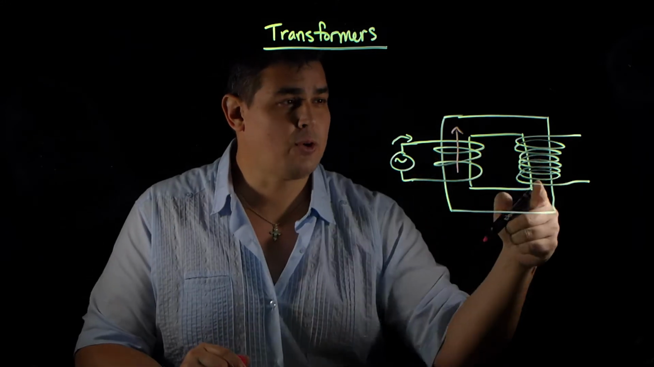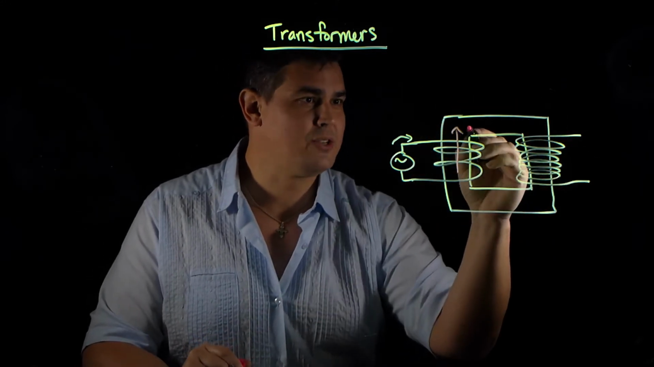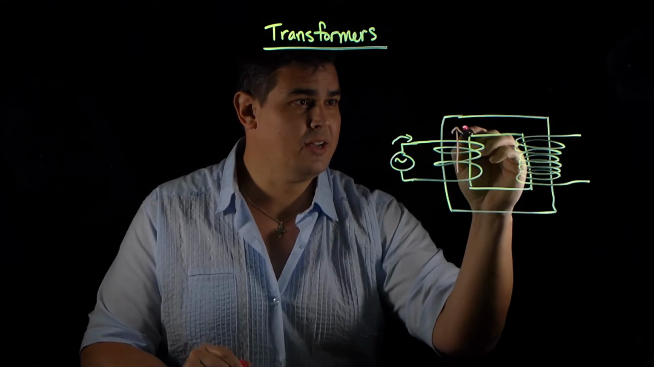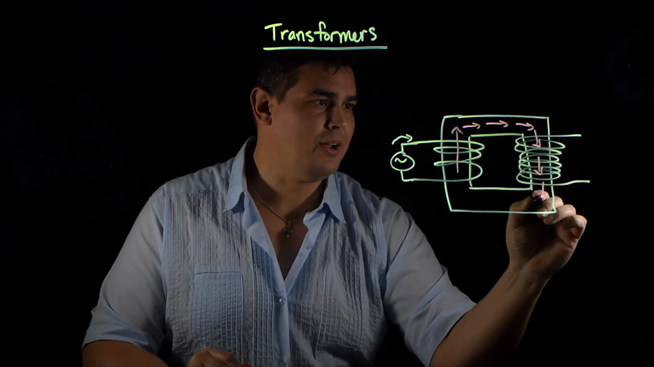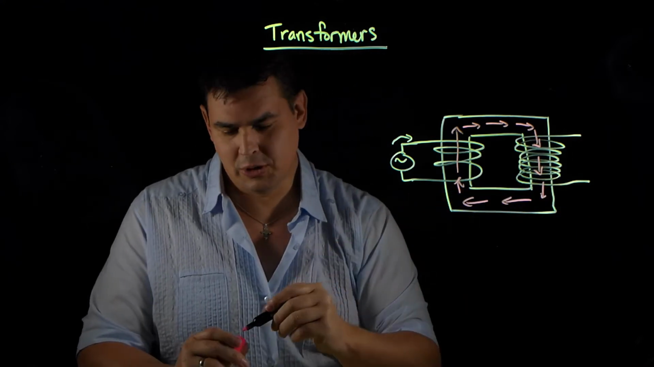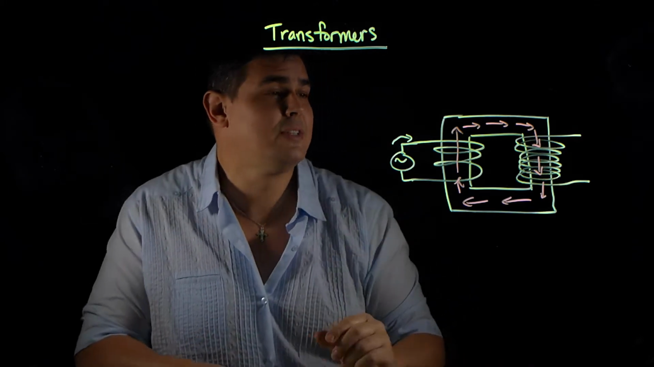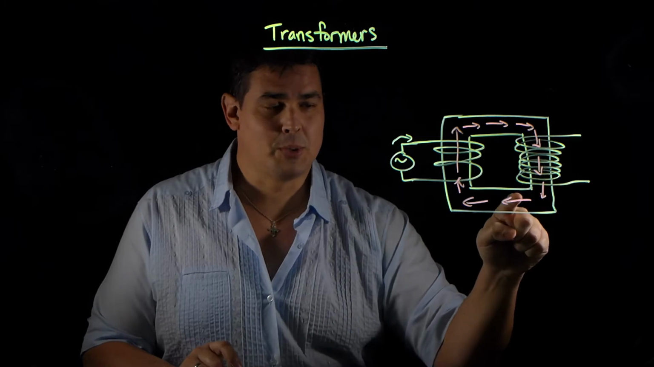The point of this core is that it's going to amplify that field and move it to the other coil. So the field that's created in here is going to flow, or I should say point, this way, and it's going to go all the way around, because magnetic fields create closed loops, since there's no such thing as magnetic monopoles. So this coil creates this field going this way.